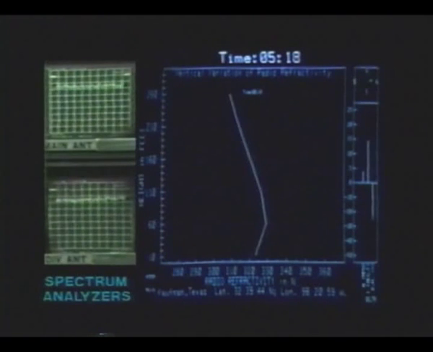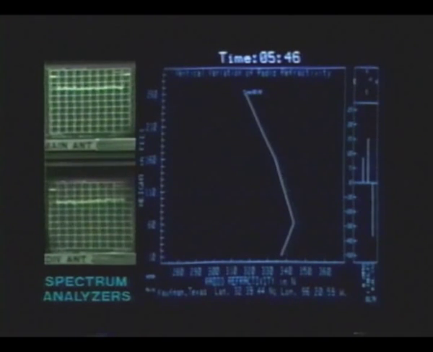On the left, two spectrum analyzers display the signals received on the main and diversity antenna. The remainder of the display shows various meteorological parameters measured at the Kaufman site, including wind direction, wind velocity, temperature, and relative humidity differentials, and a plot of radio refractivity as a function of altitude.